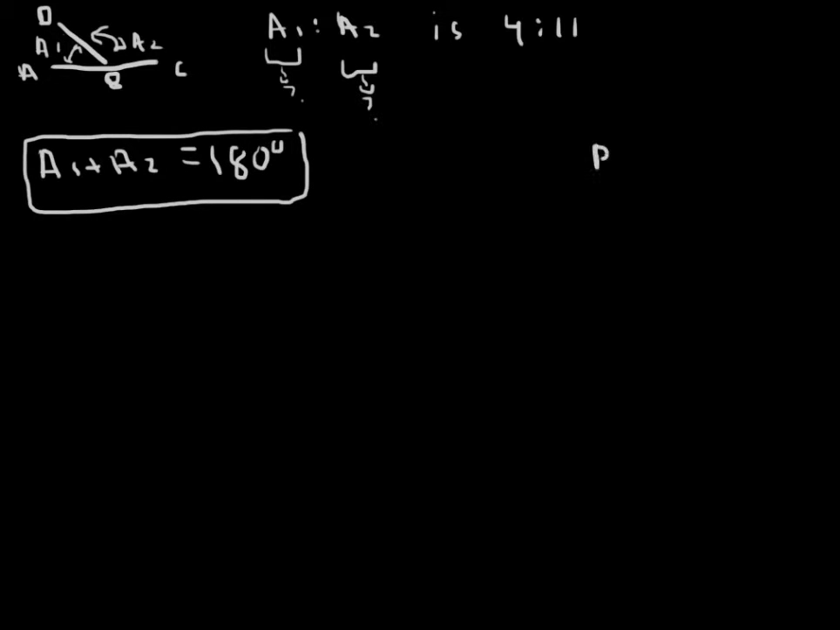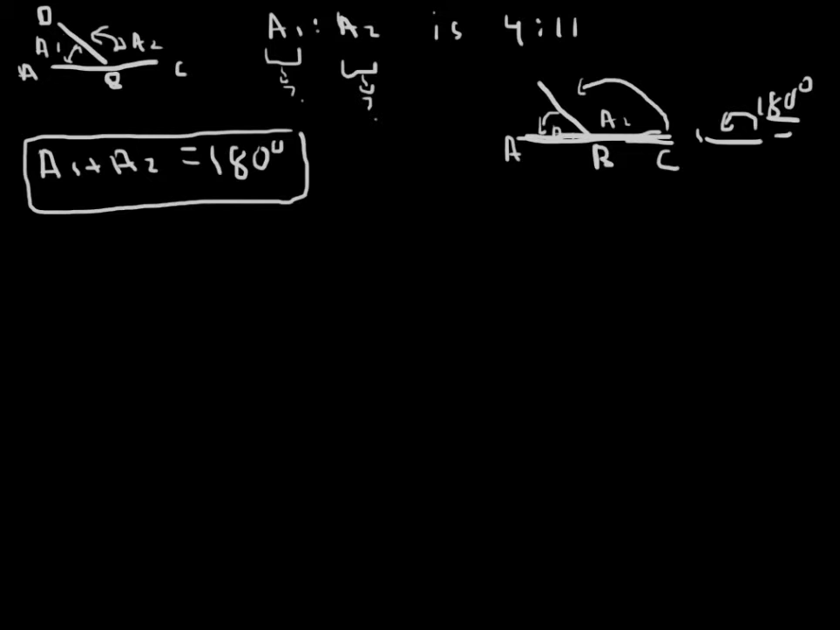If you don't know why, start with the line B and C, rotate that till you get to D, that's A2, and then you rotate again by A1 amount, get to A, and that gives you a straight line, and the straight line is 180 degrees.